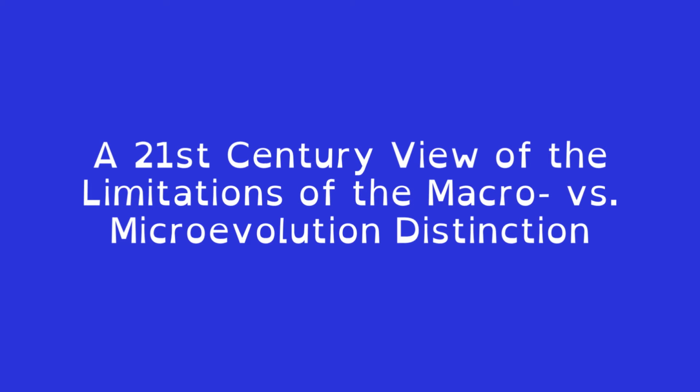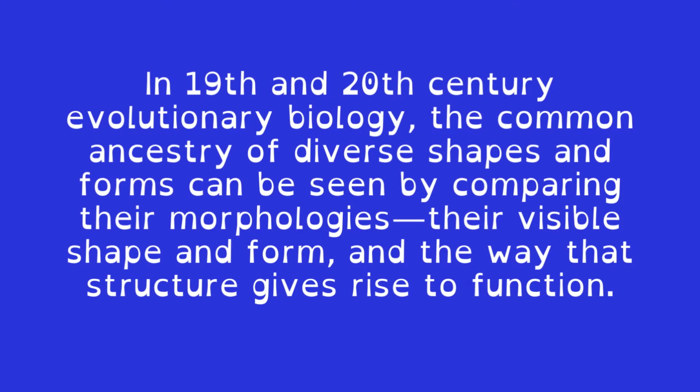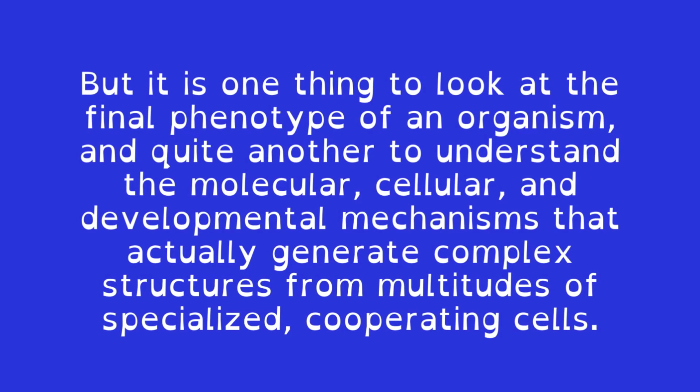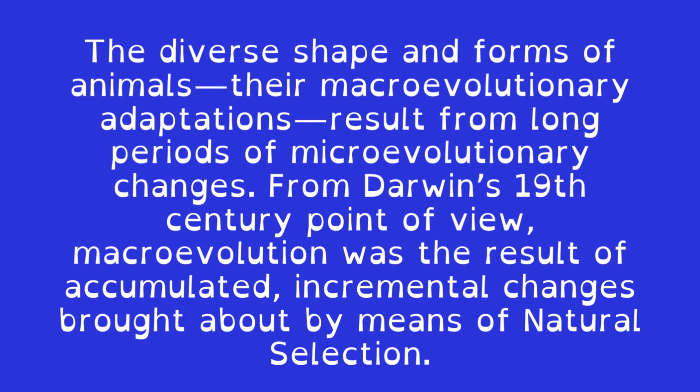A 21st century view of the limitations of the macro versus microevolution distinction. In 19th and 20th century evolutionary biology, the common ancestry of diverse shapes and forms can be seen by comparing their morphologies, their visible shape and form, and the way that structure gives rise to function. But it is one thing to look at the final phenotype of an organism, and quite another to understand the molecular, cellular, and developmental mechanisms that actually generate complex structures from multitudes of specialized cooperating cells. The diverse shape and forms of animals, their macroevolutionary adaptations, result from long periods of microevolutionary changes.